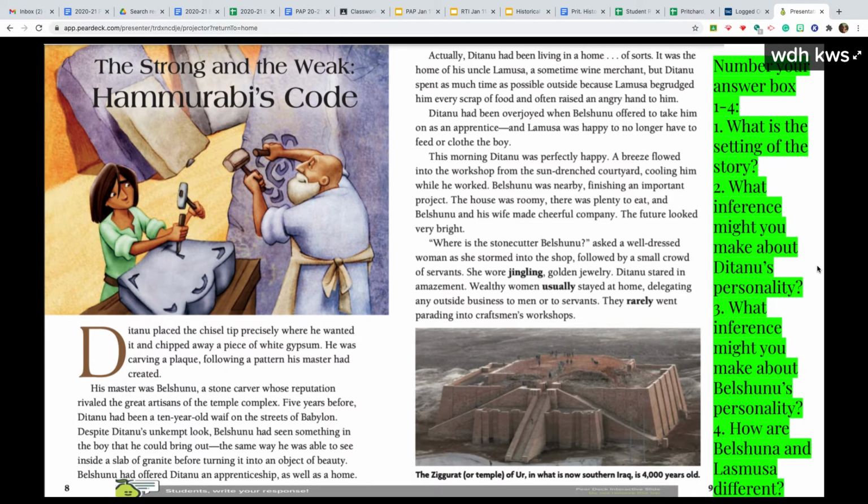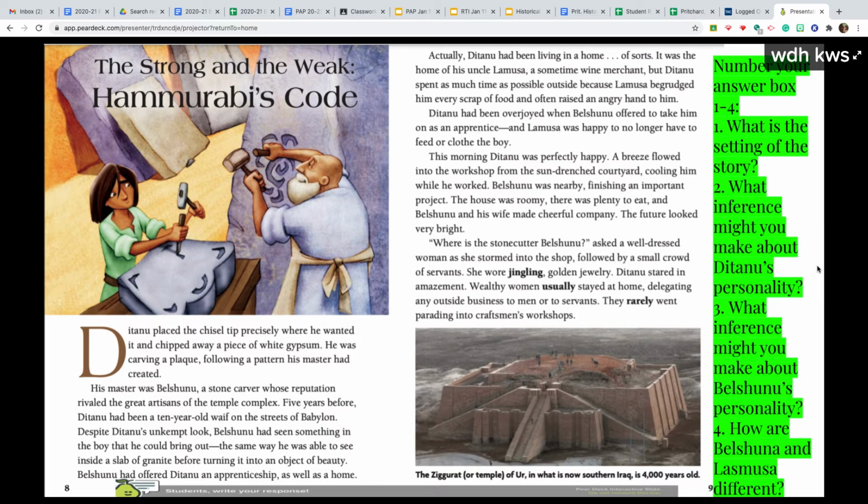Okay, what inference can we make about Belshunu's personality? That he's a good person for letting him off the street to work with him, so now he can have a place to live. Okay, he's a caring person because he took in a random homeless boy off the street, offered him a job and a home.